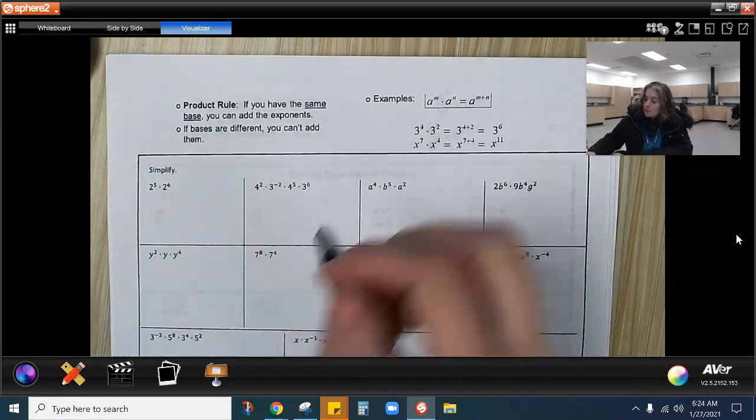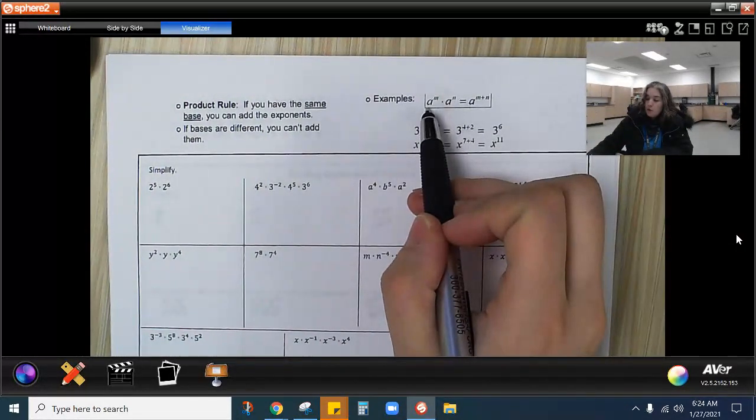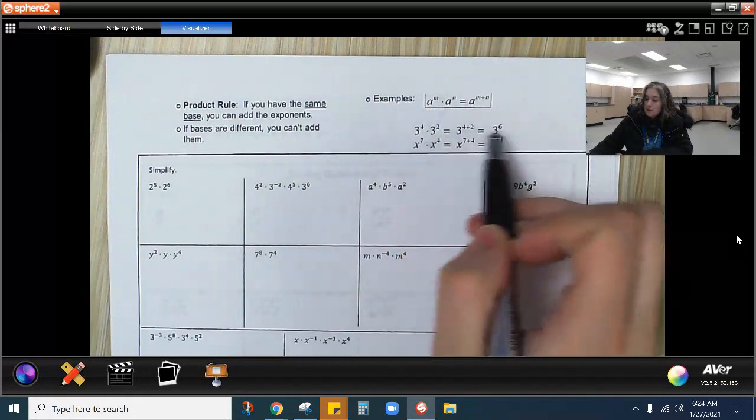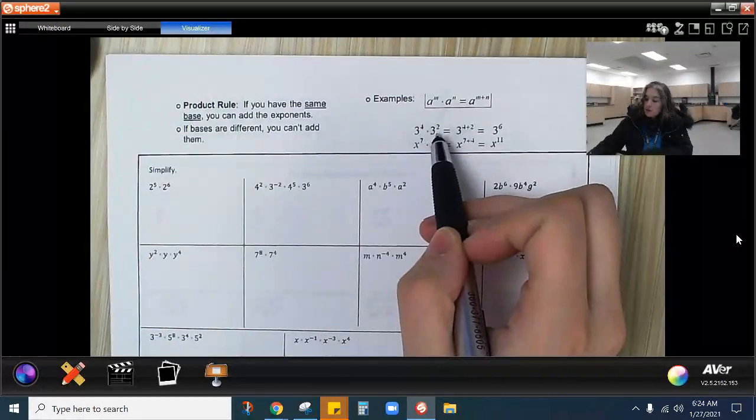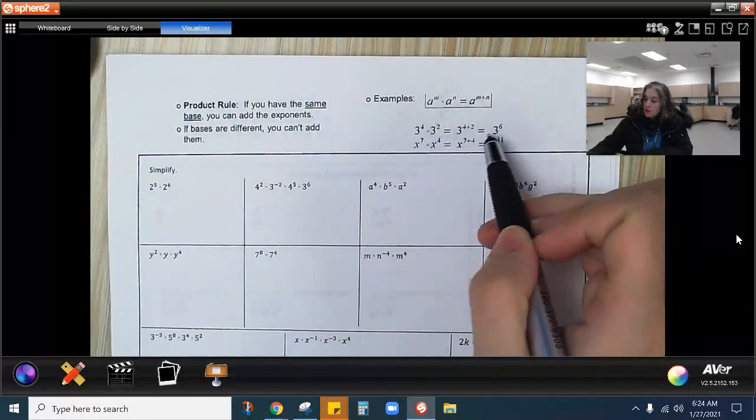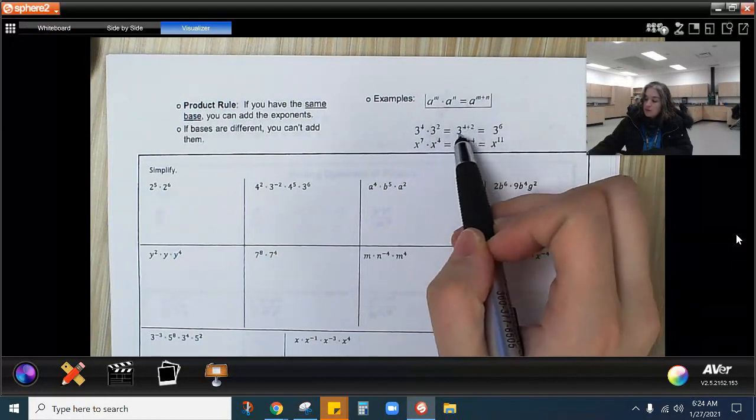So, for example, if we take a look up here, if you have a to the m, actually, let's go with this one. If you have 3 to the 4th times 3 squared, that's really 3 to the 4 plus 2.